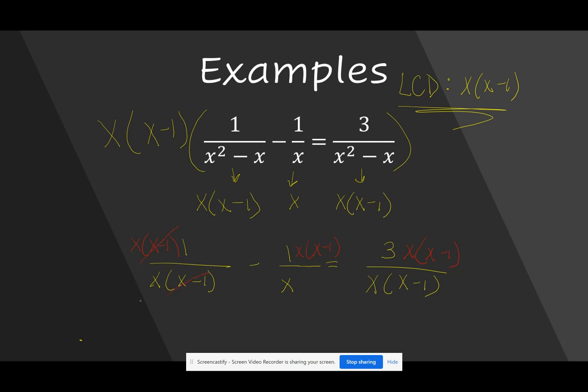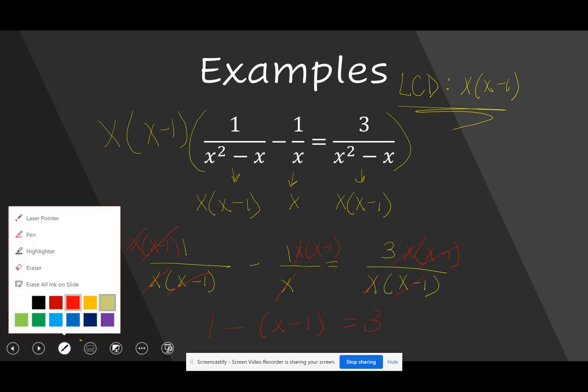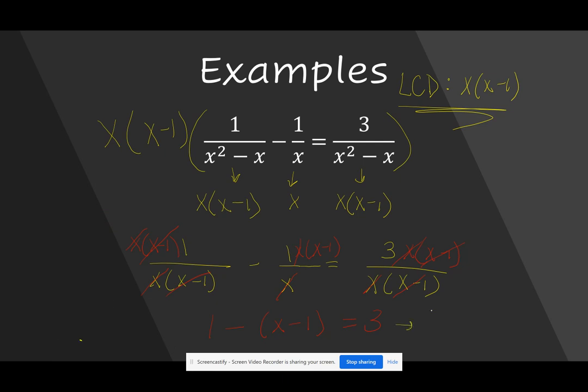So in the first one, x - 1 and x cancels out, we're left with 1. In this one, just the x cancels out, so we're left with 1 times (x - 1). And in this case, it all cancels out, so we have equals 3. And then it becomes an equation that we know how to solve. So we have 1 - x + 1 = 3. 2 - x = 3. We get -x = 1, so x is -1.